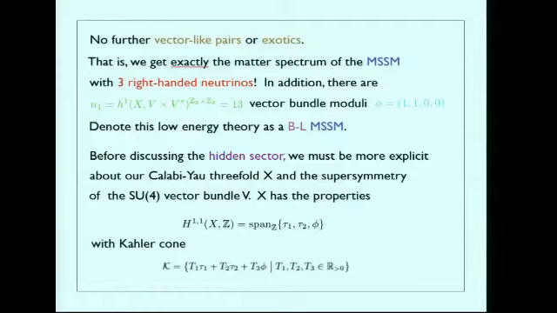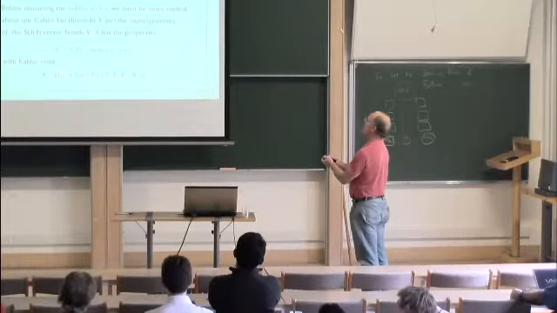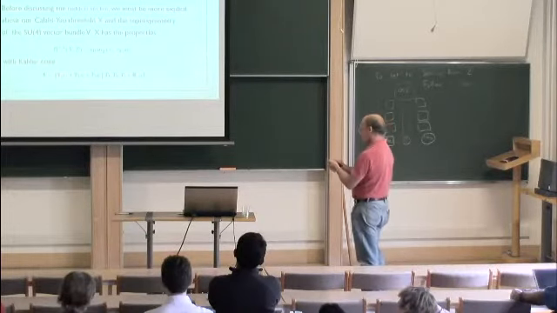But before discussing that hidden sector, I have to be a little bit more explicit about which Calabi-Yau we're talking about and which vector bundle we're talking about that's on it. So the Calabi-Yau has h^{1,1} equals 3, so the (1,1) cohomology space is 3-dimensional, and we'll pick some basis. There's a particular basis we find most interesting: tau 1, tau 2, and phi. The Kähler cone is the positive octant in that space.